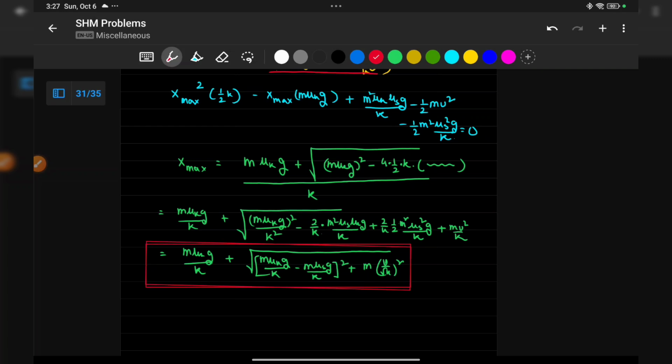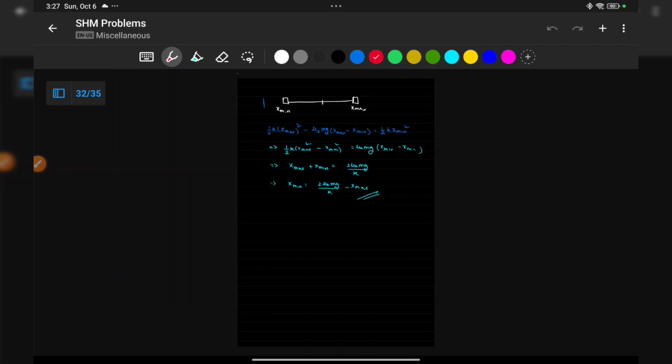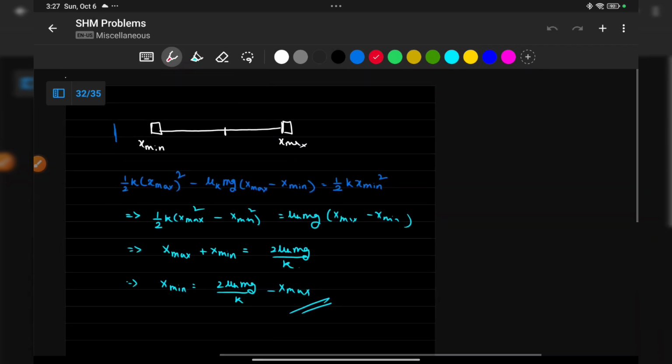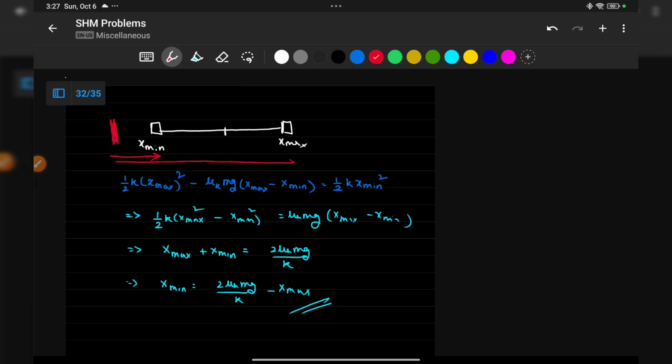Okay. Now the question has also asked what is the x minimum. Now let's see how to find that x minimum. Suppose this is the reference point. Of course, this is the support. This is x minimum, and this is x maximum. And you just do the energy conservation between these 2 points. What will happen? Half k x max square. Now this part I have to explain, of course.